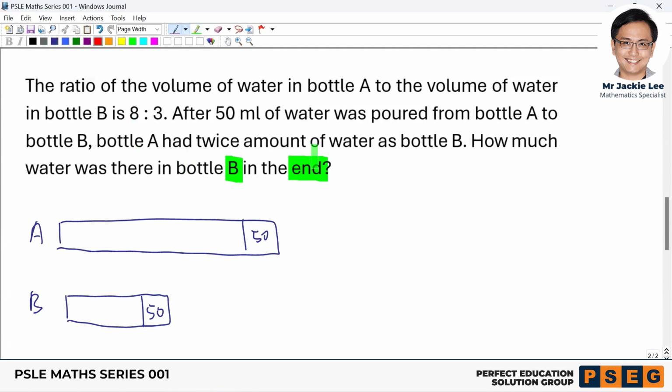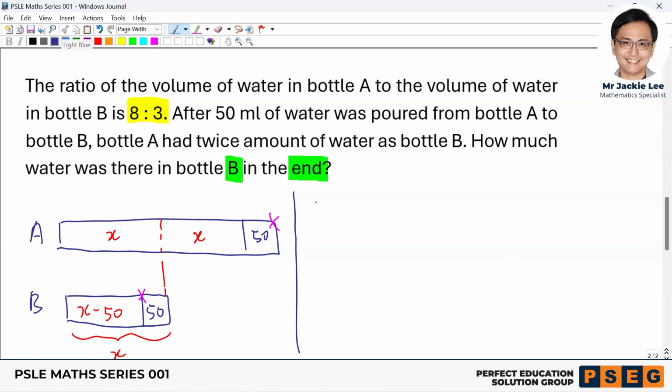So perhaps we can let this be X, which means this part should be X, am I right? Then this one should be X minus 50. Then remember this is in the ratio of 2 to 1, so we expect A also to be 2X. So we can now start building up the equation, using the fact that the starting ratio is 8 to 3. Don't forget, the starting amount for A is here, and for B is here.